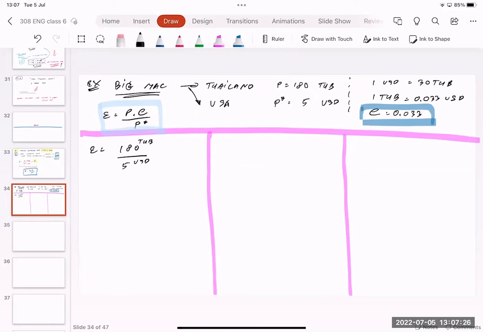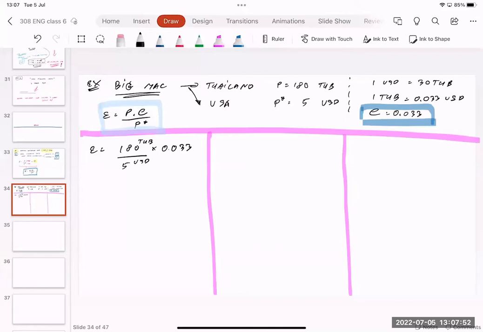You can see that if we put the price of Big Mac in Thailand and the price of Big Mac in USA together, you cannot do mathematics because the unit is different. 180 is in the unit of Thai baht. 5 is the unit of US dollar. So you need to multiply Thai baht with the nominal exchange rate, which is equal to 0.033.